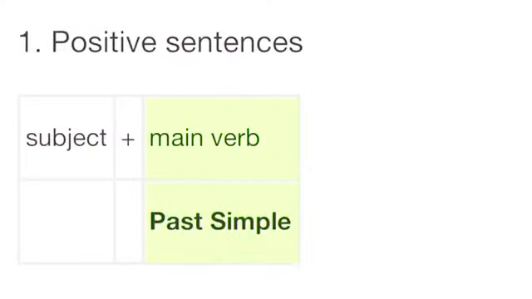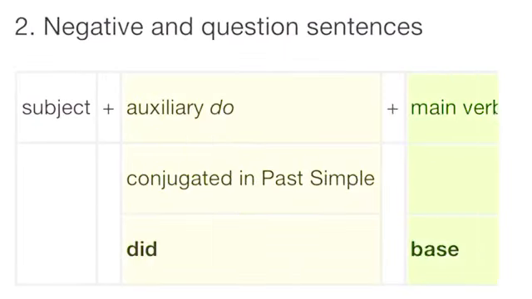So, students, we have two basic structures for the simple past tense. First, it is in the case of positive sentences. Second, it is in the case of negative and question sentences. So, first, let us talk about the positive sentences. You have subject plus the main verb in simple past. Got it? In the second structure, we deal with negative and question sentences.